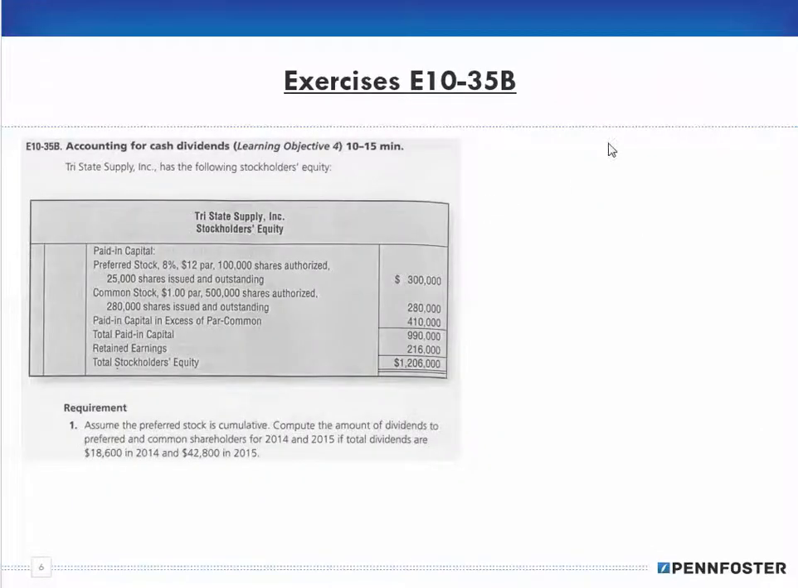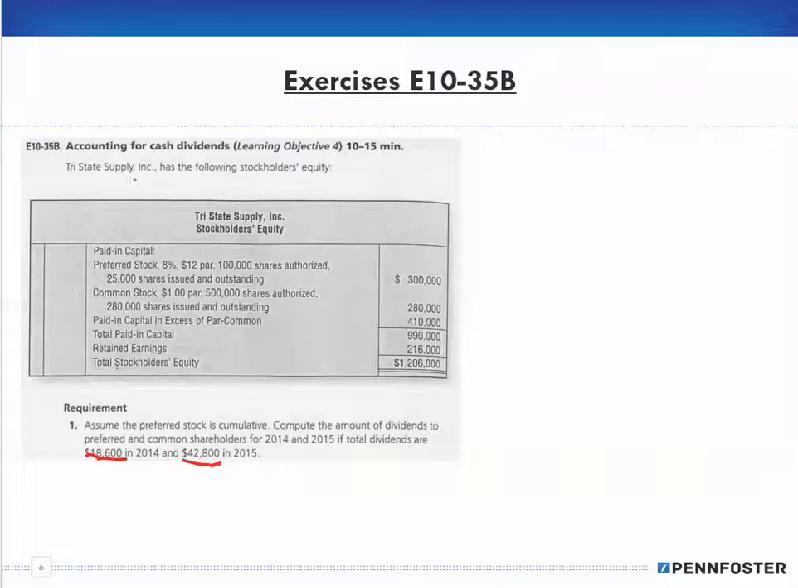So we're working on 10-35, and it's accounting for cash dividends. So this is the stockholders equity section of Tri-State, and it says here, assume the preferred stock is cumulative, right? Compute the amount of dividends to preferred and common shareholders for 2014 and 2015. If total dividends are $18,600 in 2014 and $42,800 in 2015.